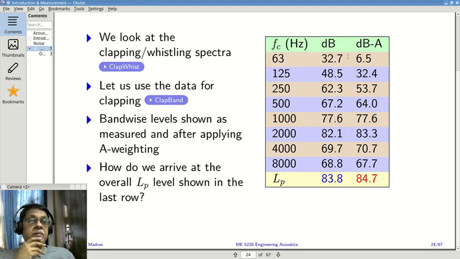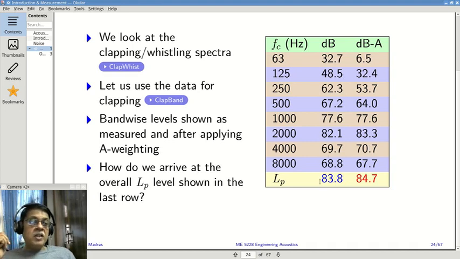strong. And if I apply the A weighting, you can see that at 63 the A weighting is almost 26 dB, so it drops down to about 6.5, which is virtually nothing. At 1000, of course, it remains at 77, and around 2000 there is a small addition in the 2000 and 4000 hertz bands. Once we go to 8000, again there is a small subtraction.